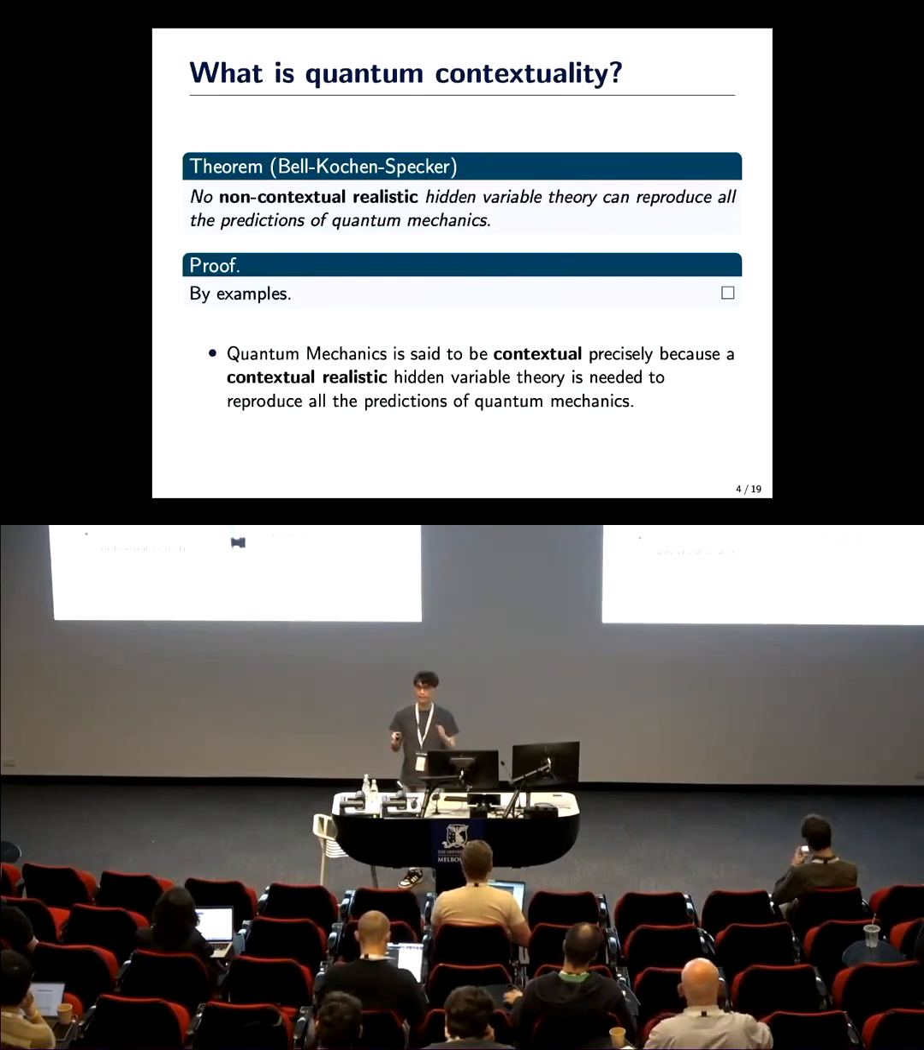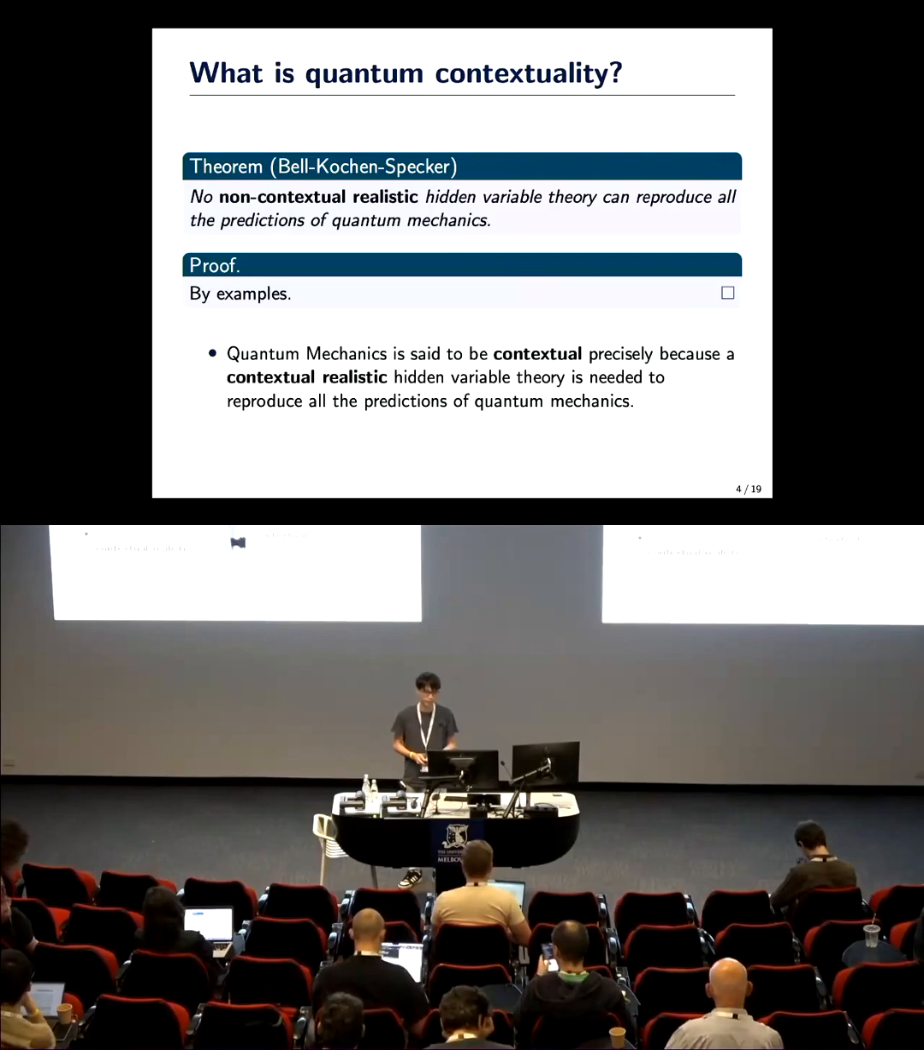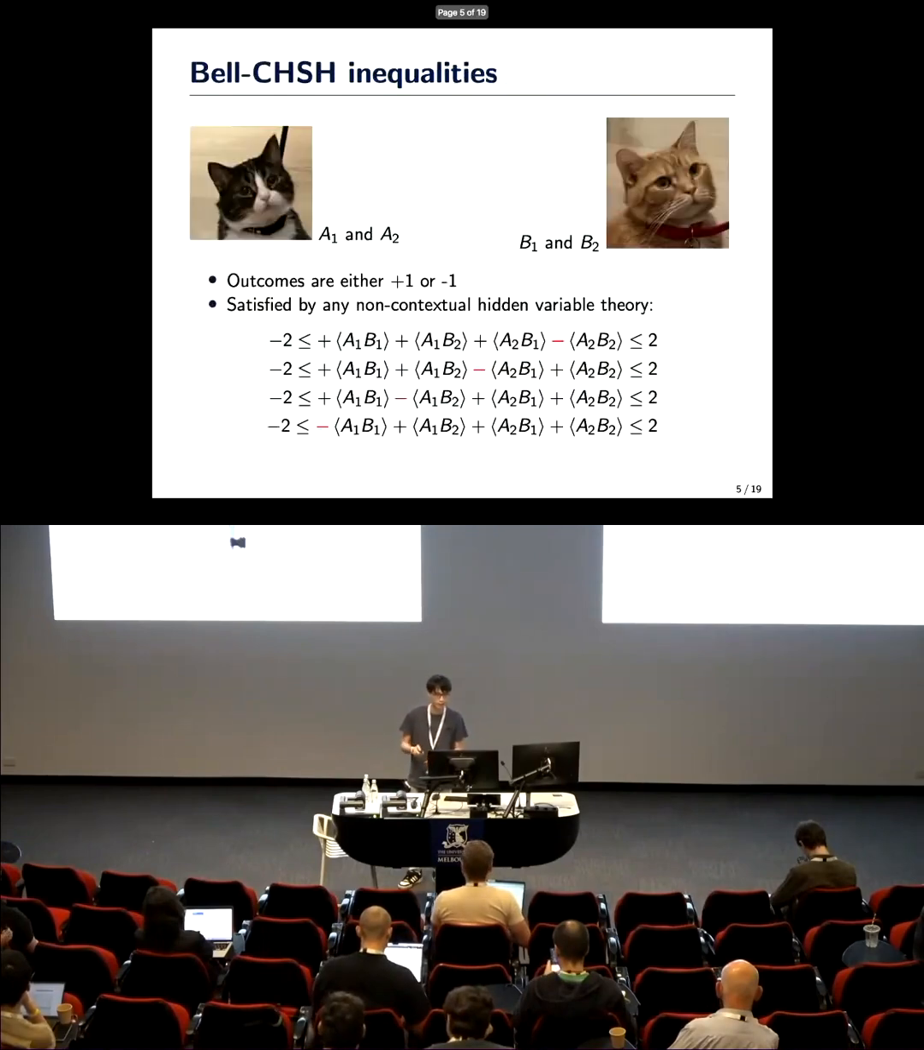Unfortunately, that won't work, because of the Bell-Kochen-Specker theorem, which says that no non-contextual realistic hidden variable theory can explain everything coming out of quantum mechanics. The proof is by example, which I'll give you now. Bell's inequality is a proof of the Bell-Kochen-Specker theorem.